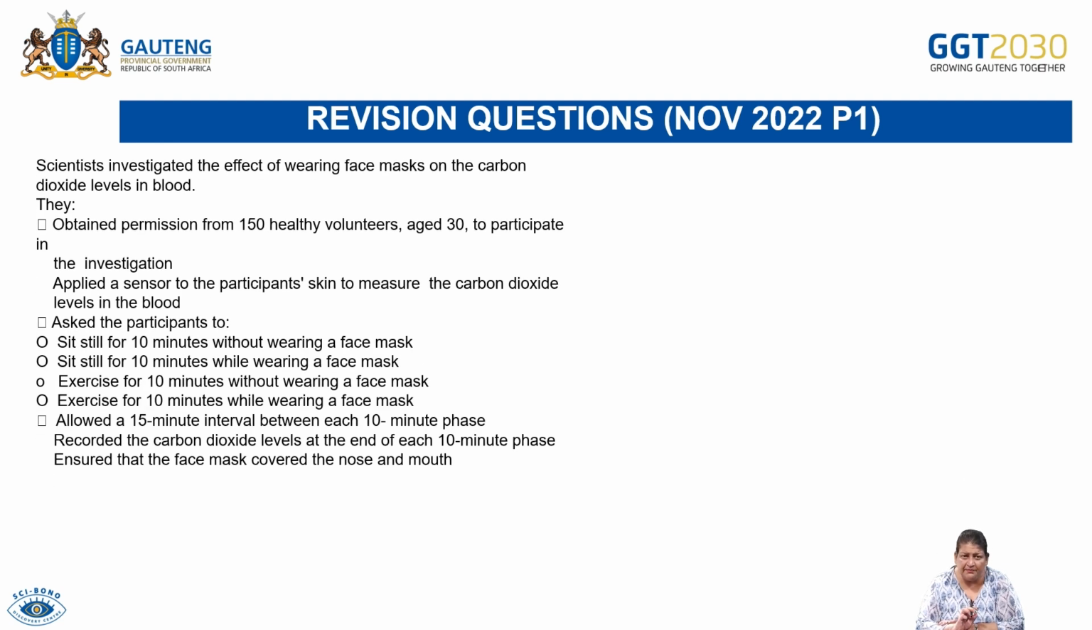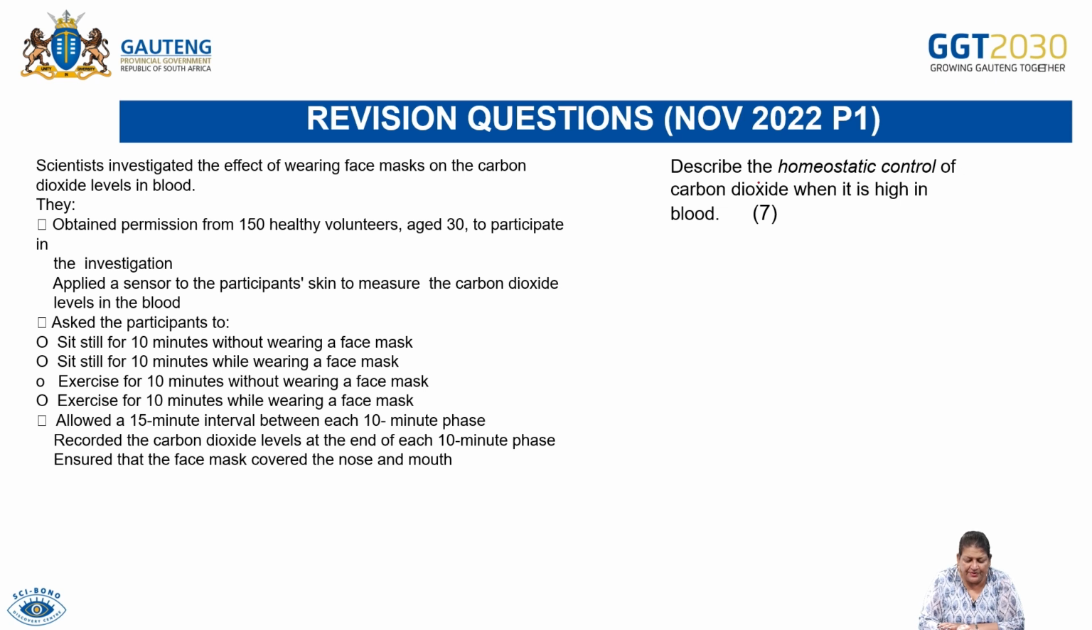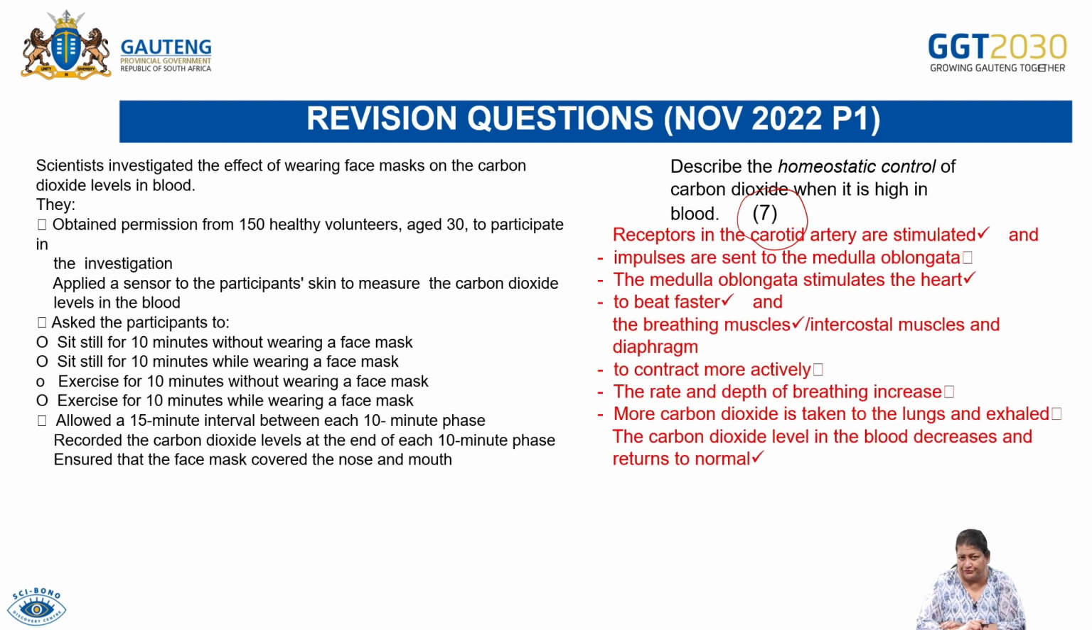Now, look at this again. Again, it's the same investigation, a different question. Describe the homeostatic control of carbon dioxide when it is high in the blood. You can see, learners, it's a total of 7 marks. A small little question like this carries 7 marks. And how many marks do you need to pass the paper? 45. So out of 45, 7 is on one small tiny little question. And you have to swot this up. You have to learn it and understand it.